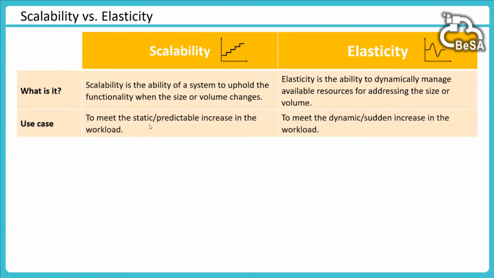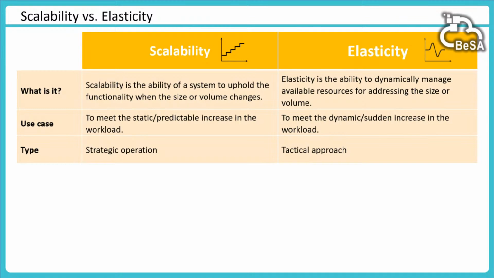Why I would use scalability? It is to meet static or predictable increase in the workload. To meet the dynamic sudden increase, we use elasticity. Strategic operation, when AWS is opening up a new region, it is a strategic operation. They do a lot of research, and based on that, they would be able to create an operation.